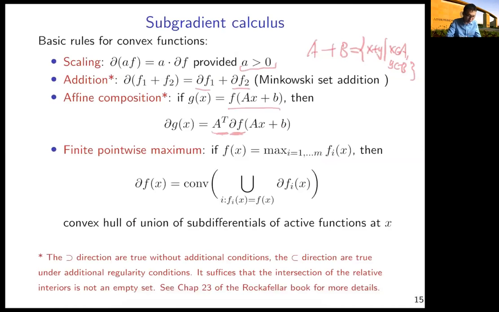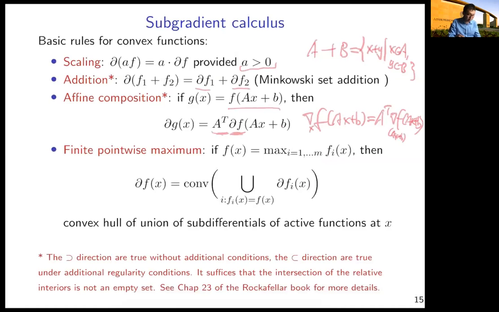Yeah. So if f happens to be differentiable, then we can apply the chain rule, and that gives us A transpose times the gradient of f evaluated at Ax plus b.